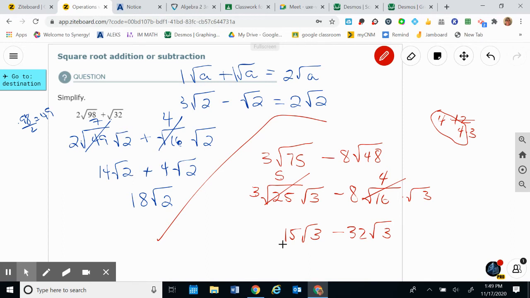Okay, now it says I have 15 root 3's and I'm taking away 32 root 3's. All right, so I'm going to end up with a negative number. It's going to be negative 17 root 3. We keep these the same because all we're doing is talking about them. We're not simplifying them anymore. All right, next.